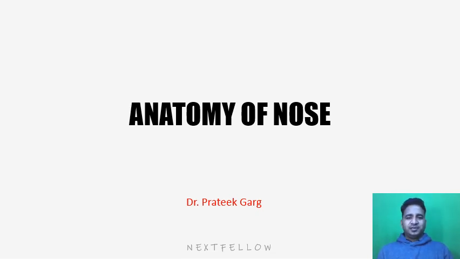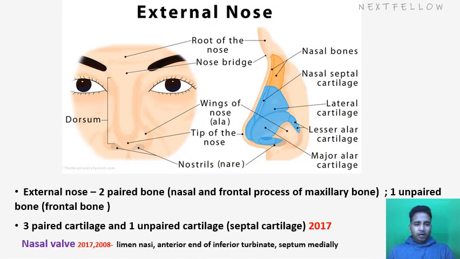Myself, Dr. Prateek. So today we will discuss the anatomy of the nose. This is a diagram showing the external nose, showing the dorsum. What is important from the examination point of view is that the nose consists of two nasal bones, plus the rest of the part is made up of cartilage.